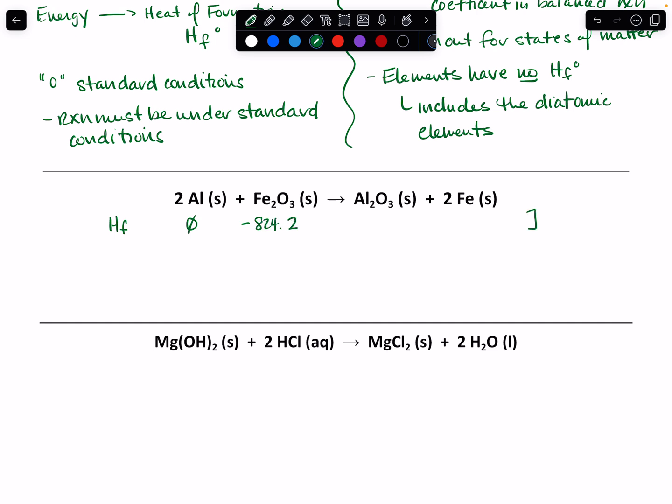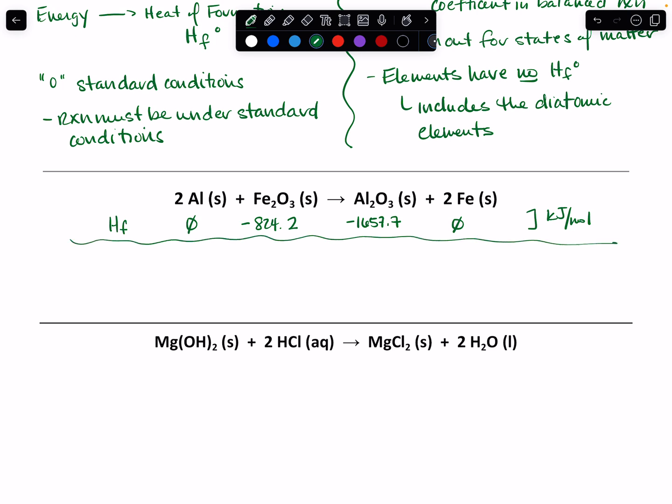All right, now my units for all of these are going to be kilojoules per mole, but rather than rewriting them, I'll just put it off to the side. All right, move across to the product side. For aluminum oxide, it's negative 1,657.7, and then iron's in its elemental state, so it's 0. All right, so those are my heats of formation values.